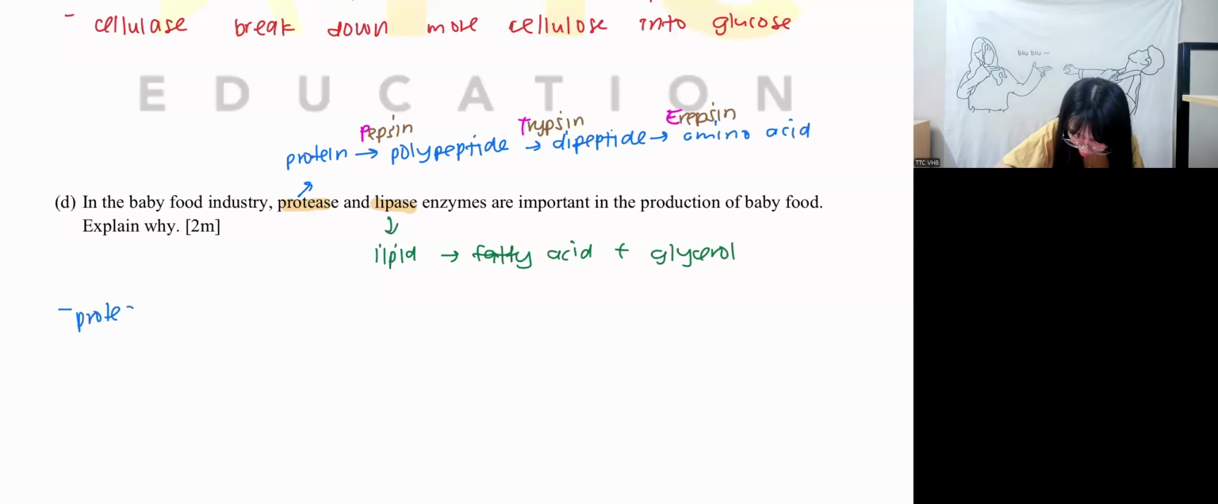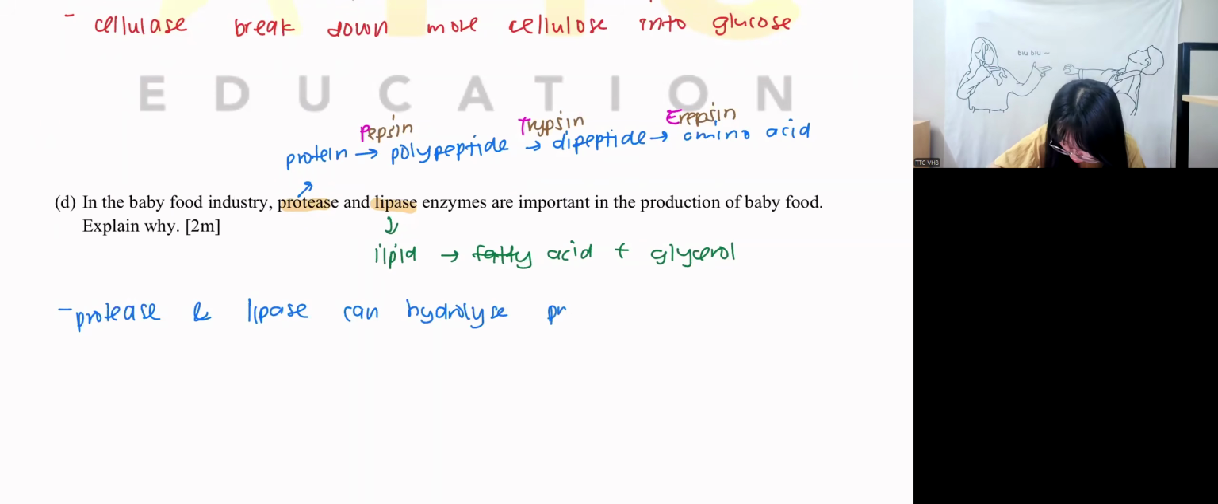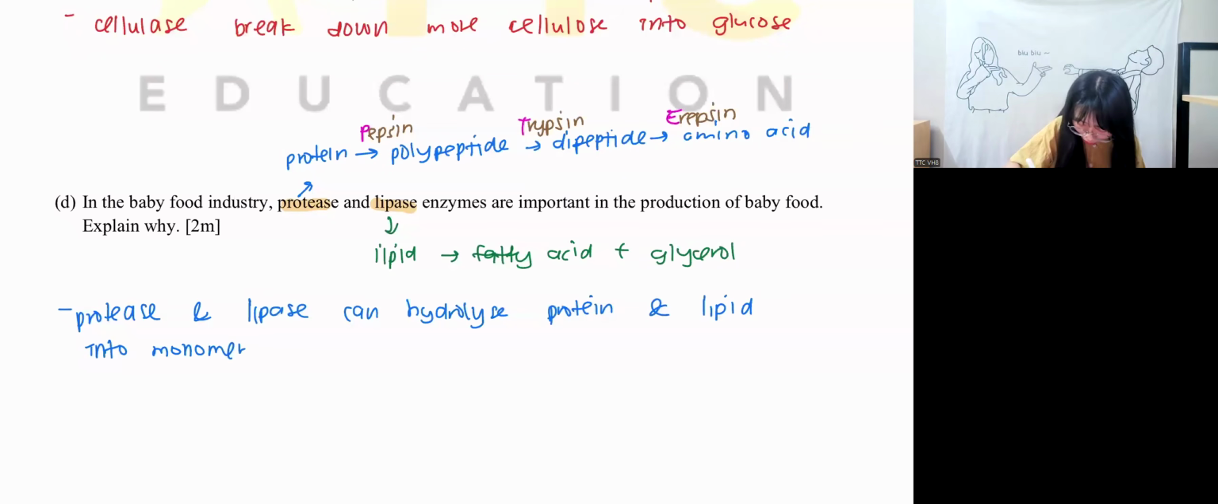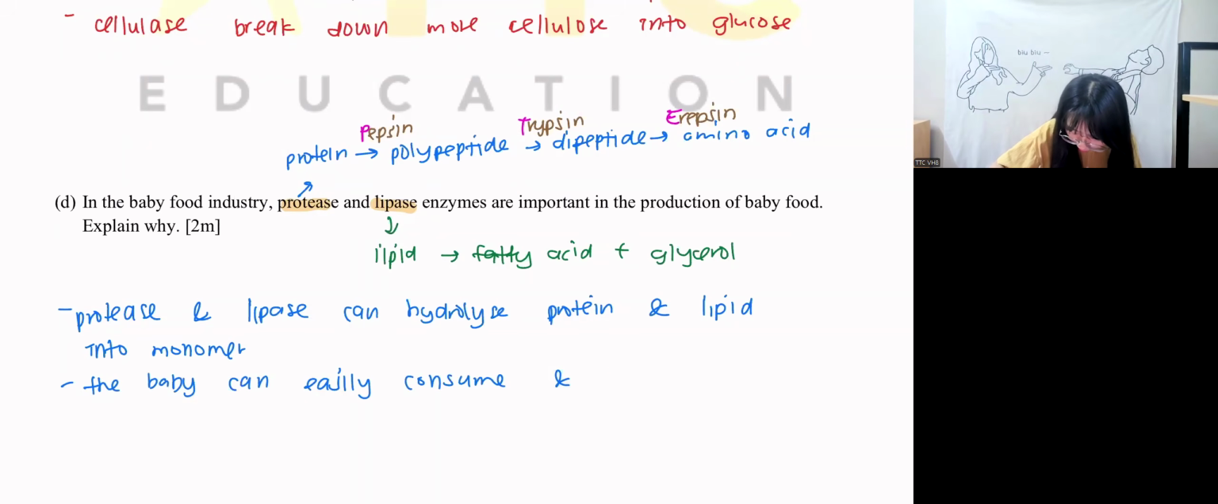So you're going to say: protease and lipase can hydrolyze protein and lipid into monomers. The smallest molecules are called monomers. The baby can easily consume, or you can say digest or absorb, the food.